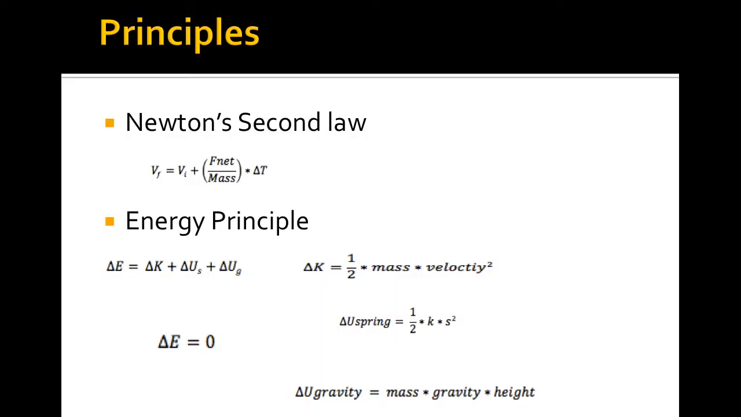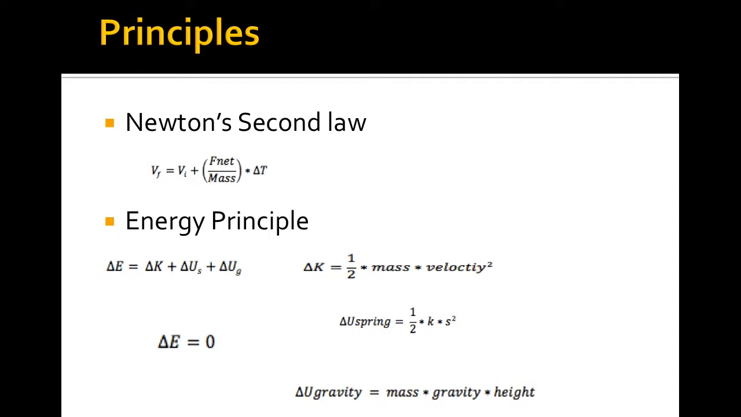So some principles that we will use. We'll use Newton's second law to predict a new velocity and a new position. We also use the energy principle, which is defined as the change in energy equals the change in kinetic energy plus the change in potential energy from the spring and the change in potential energy from gravity. The change in energy is equal to 0 in this case because nothing is acting on the system.